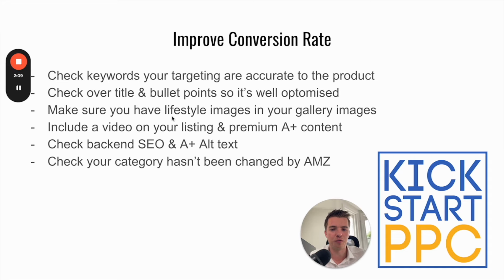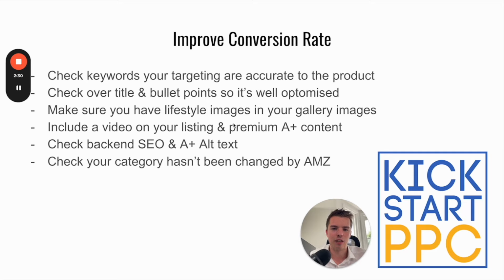You want to check over your listing in good detail. So that means bullet points. Check that that's very informative. You're using the maximum character counts. The title's good. Make sure you have lifestyle images. So not only infographics on your gallery images, but people actually using the product. People like to see that.